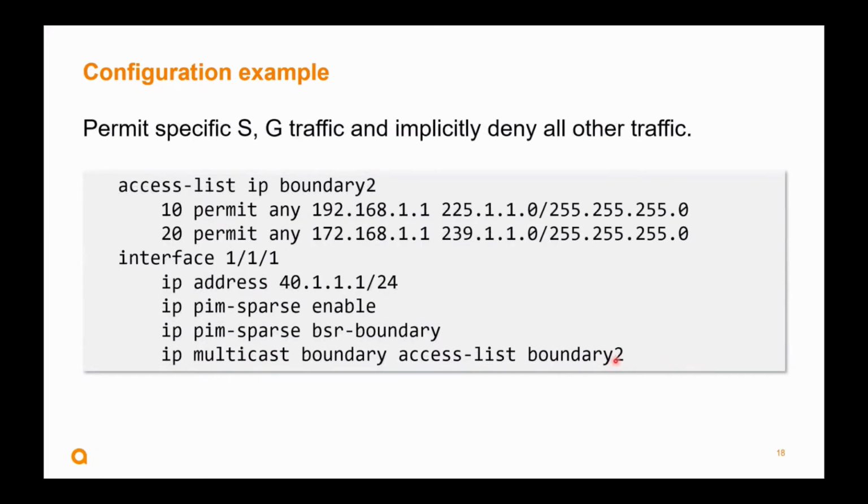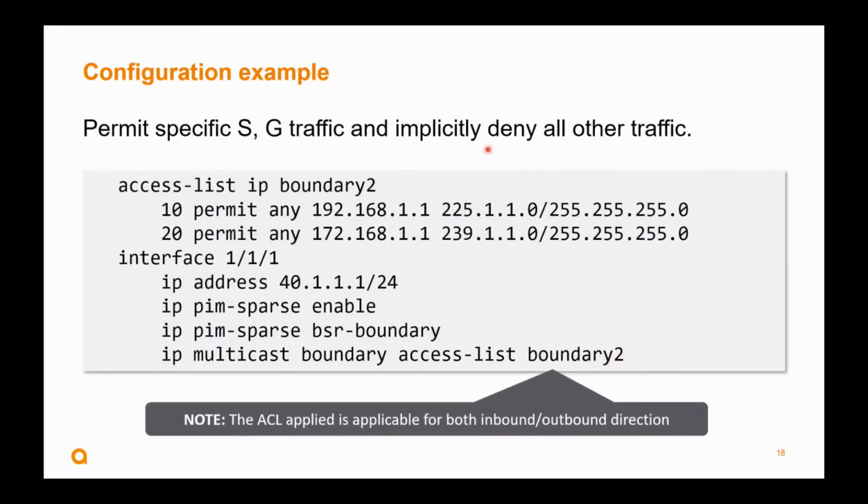And then example 2 basically says, okay, permit a specific source and group traffic. And remember, there's an implicit deny all. Because we have permit, the implicit deny will take care of the others. So we're allowing a specific source and a specific multicast group, in or out, because it's been applied. So same thing in here.